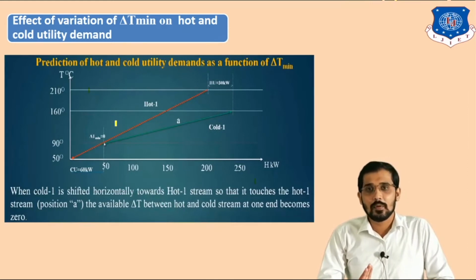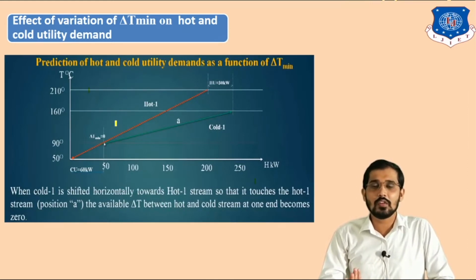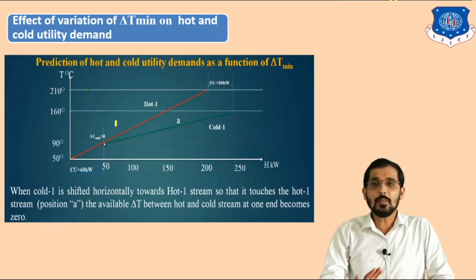the TH diagram. T is temperature, which we have plotted on the y-axis, and H is enthalpy, which is plotted on the x-axis. You can see in this figure there are two lines. The first one is the red line and the second one is the green line. The red line is the hot stream and the green line is the cold stream.